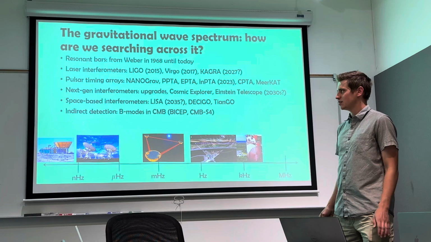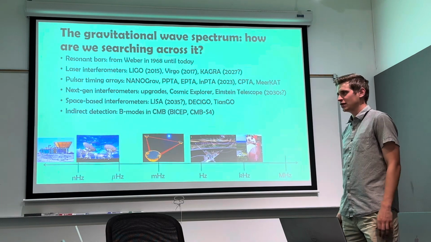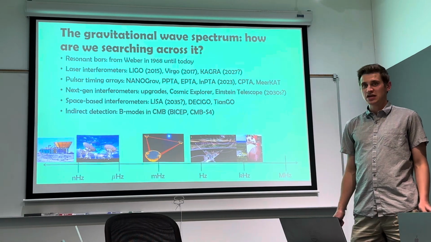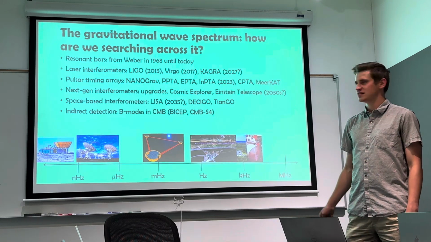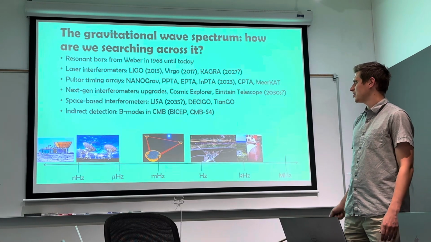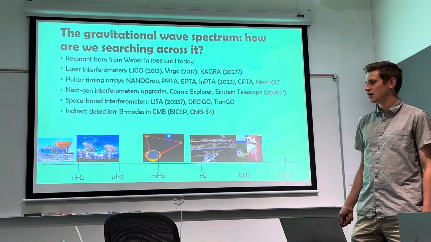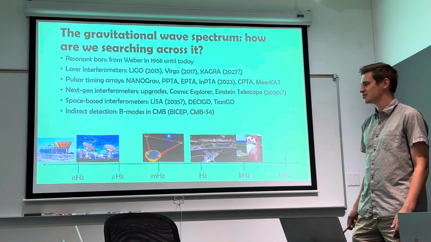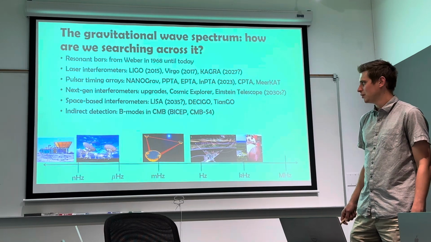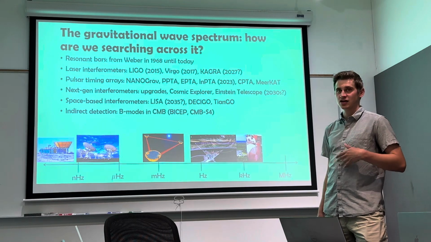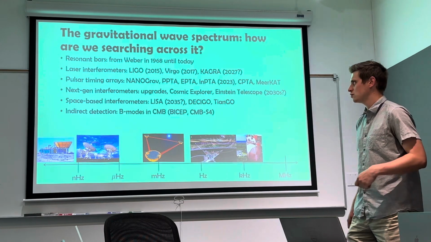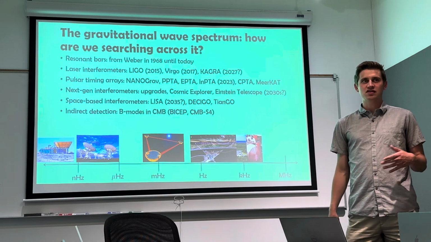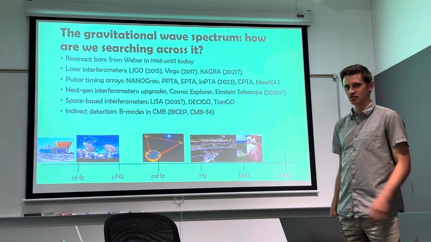There are also some indirect detection methods, primarily looking at B modes in the cosmic microwave background. So of course the BICEP group has a lot of people here at Caltech, and there's the CMB-S4 experiment, which I think is still under development. But essentially looking for a signature in the cosmic microwave background that can only be produced by gravitational waves, and thus would be a smoking gun for these inflationary gravitational waves I described earlier.